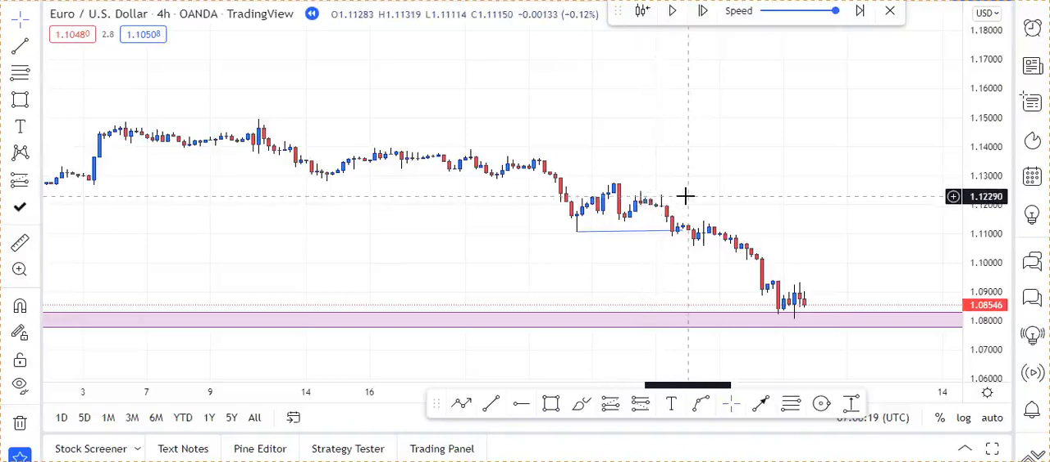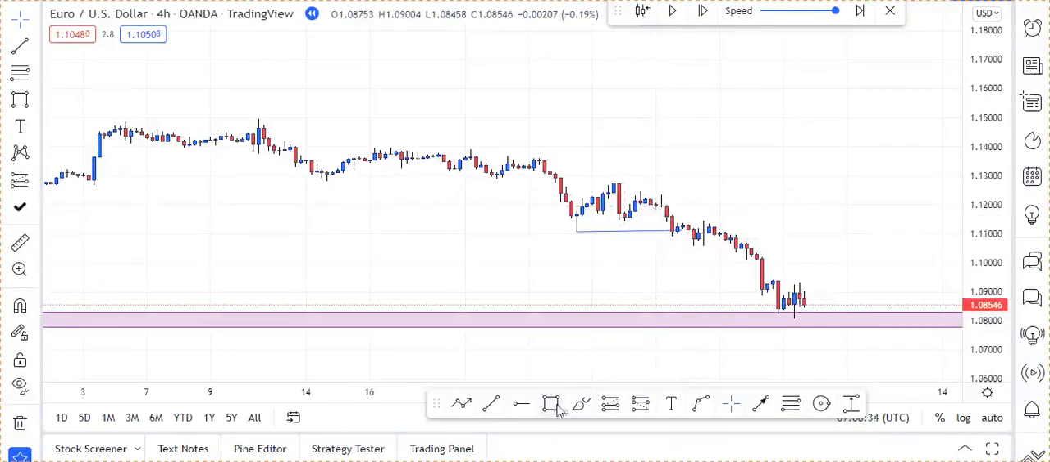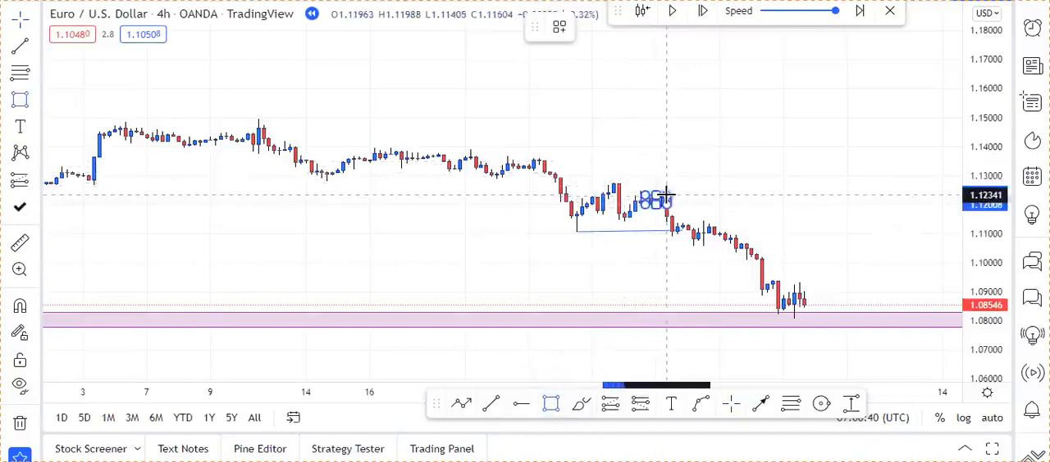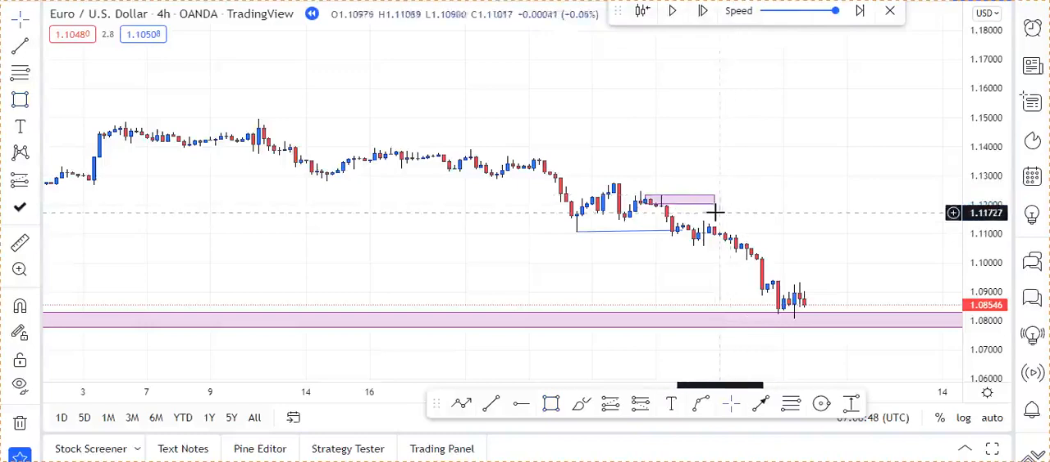So if you are marking out your OB, you will also need to include the high of this wick, because smart money can sometimes go as far as this high. So you need to include the high in marking out your OB. So here is our OB now. That's our OB.